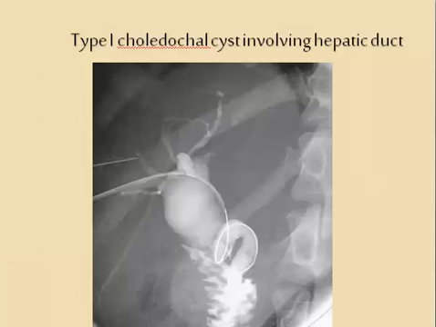Type 1 choledochal cyst involving the hepatic duct. This is right branches, left branches, common hepatic, common bile. It is involving the common hepatic duct.